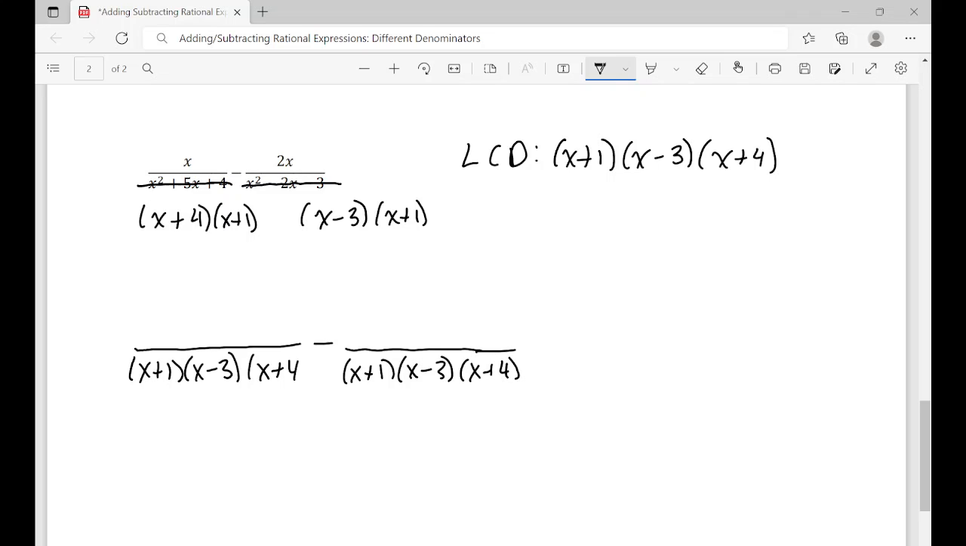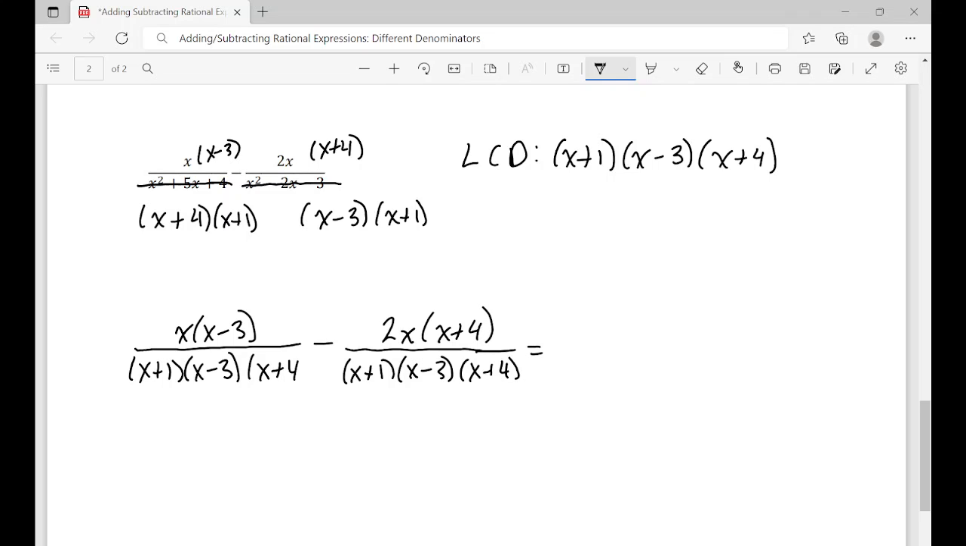And now, what do I need to multiply this denominator by to get this LCD? The x minus 3. So I'll multiply the top as well by x minus 3. So I'm going to have x times x minus 3. And what do I need to multiply this denominator by to get the LCD? An x plus 4. So I'm going to multiply that by x plus 4, and I'll have 2x times x plus 4.